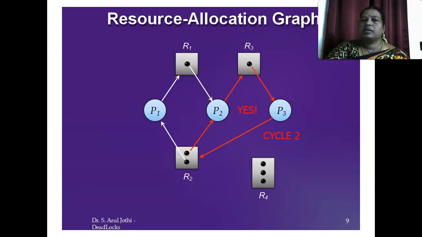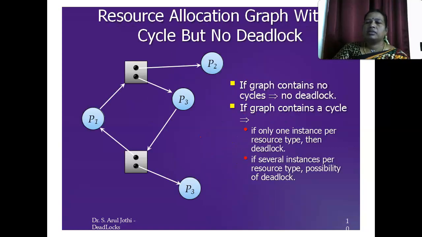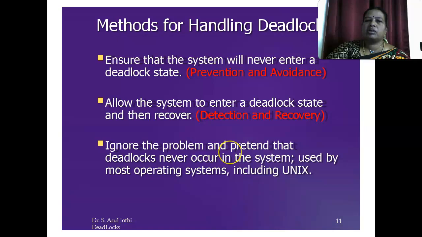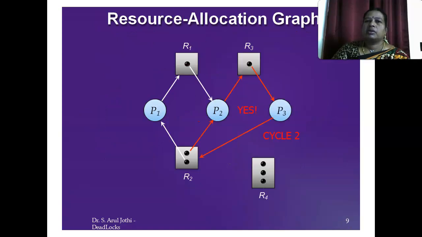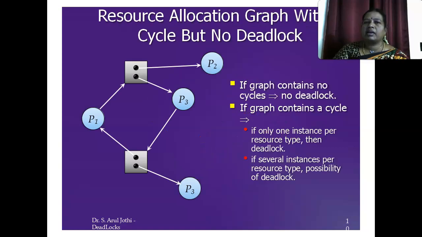And another example: again R2 is assigned to P2, whereas P2 requests R3, and R3 is assigned to P3, and P3 requests R2 again. This also forms a cycle. So in this allocation graph, 2 cycles are formed. With the help of this resource allocation graph, we can judge whether a deadlock can occur or not.